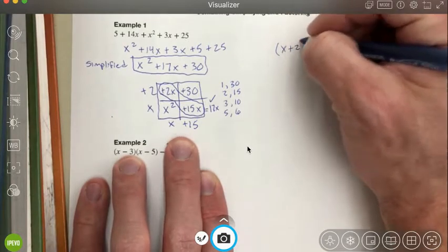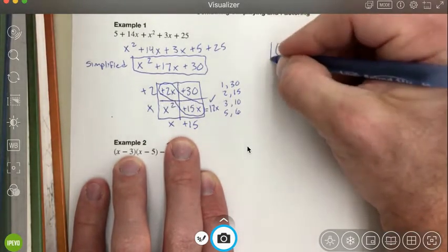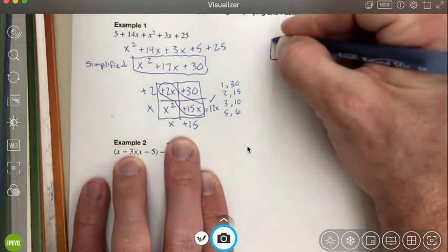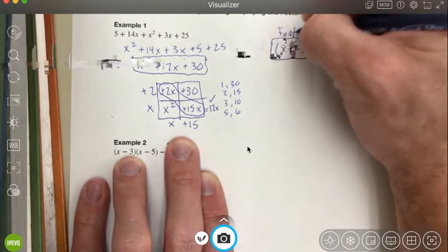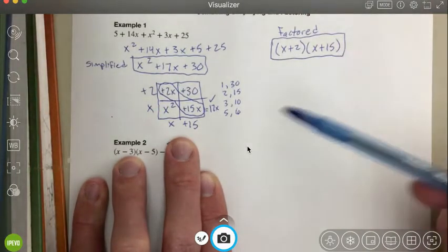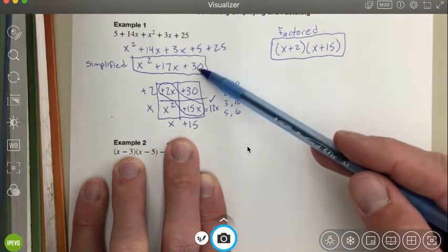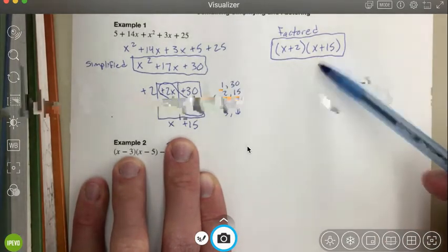And there we have it. So here's our factored form. So just to reiterate, we went from here to regrouping to simplified form so that we could factor.